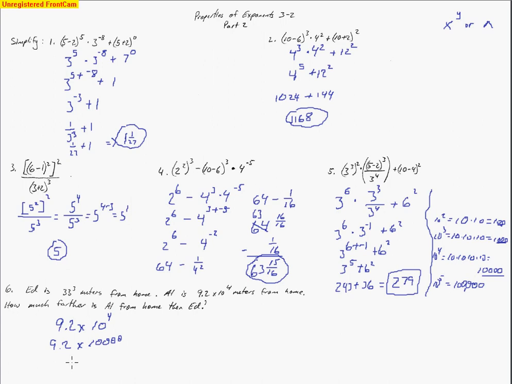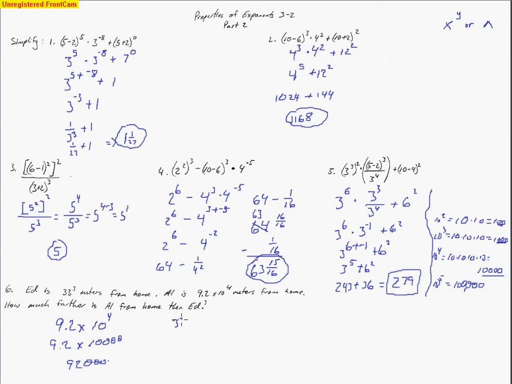92,000. So when I multiply a number by a power of 10, it's just 1 times that number, and then just tack on those zeros. Here I had to move the decimal back, so that's why I just have the 3 zeros. So that's Al. That's how far Al is.